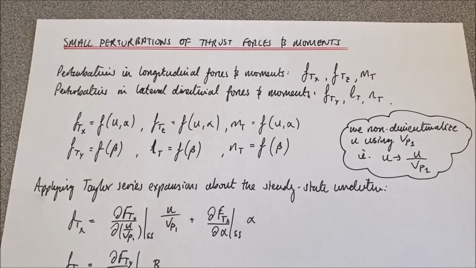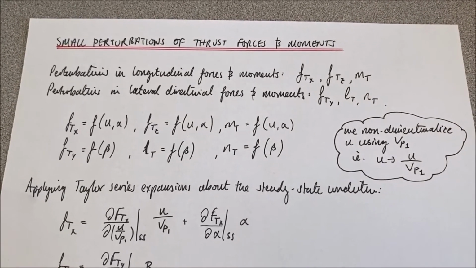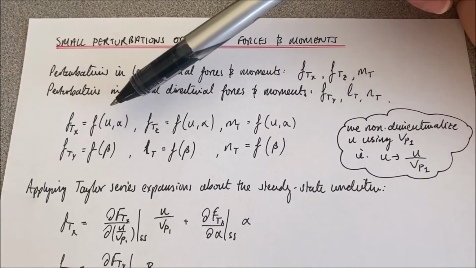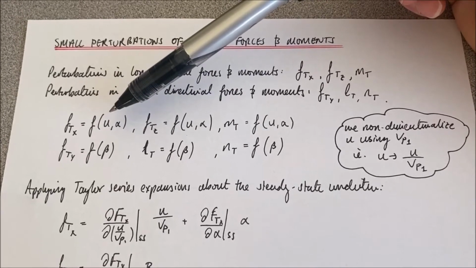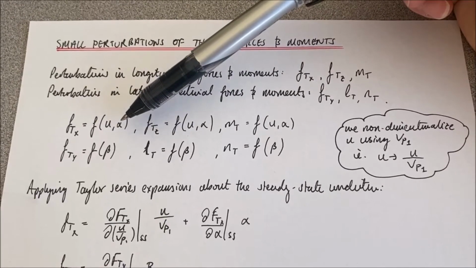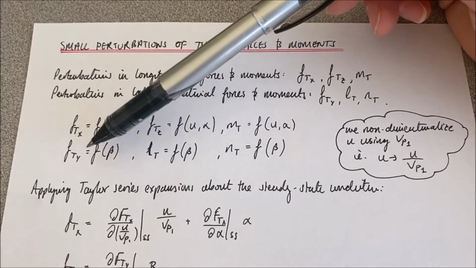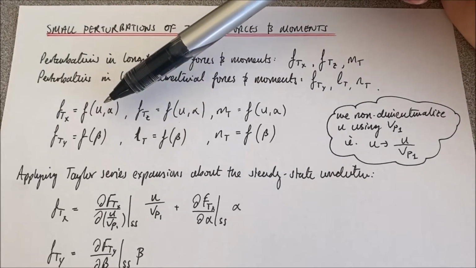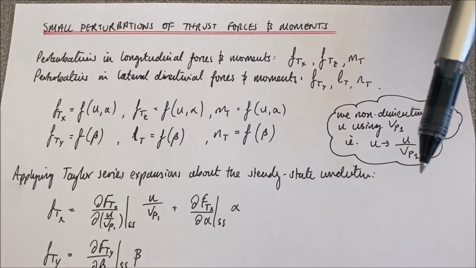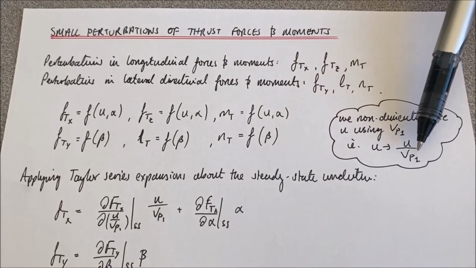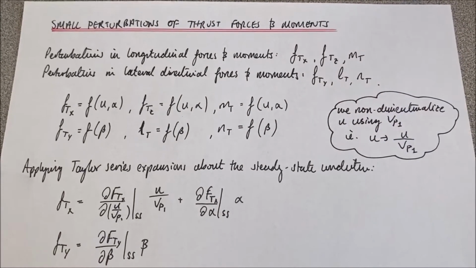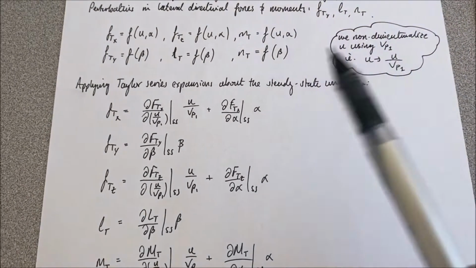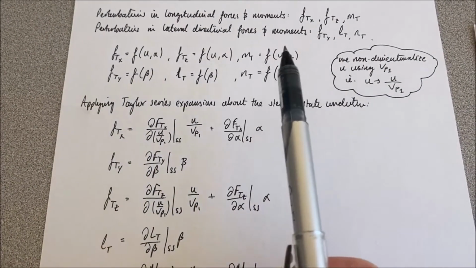And what we see is, as we described with the aerodynamic forces and moments, that in the longitudinal sense, these perturbations are functions of the forward velocity and angle of attack, whereas in the lateral directional sense they are functions of the side slip angle. So as we did before, we need to non-dimensionalize the forward speed u based on the steady state velocity vector. And then you've seen this so many times already now. We apply a Taylor series expansion to each of these functions, right?